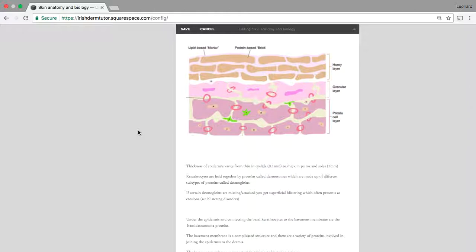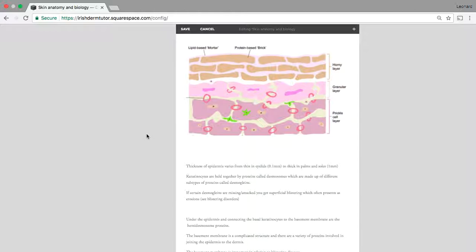The thickness of the epidermis can vary. It's very thin in the eyelids and quite thick in the palms and soles, and this will influence the type of treatments you may apply. So you might only use very weak steroid creams in the eyelids, whereas you might be able to use stronger steroids in the palms and soles.